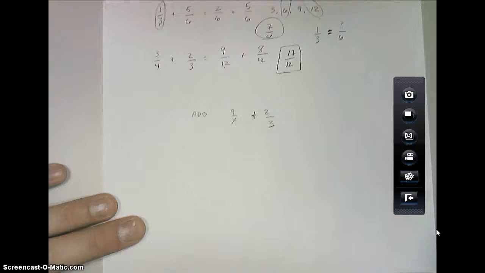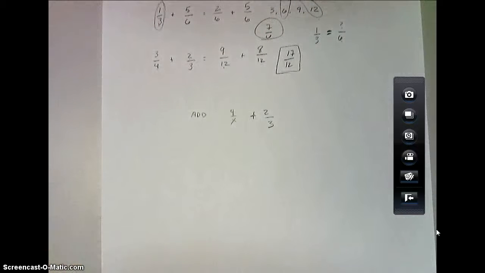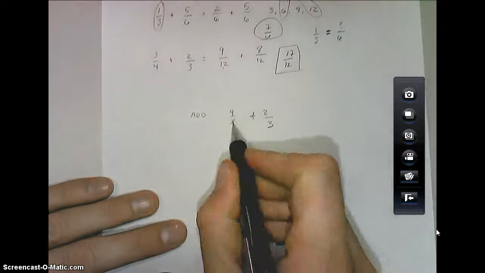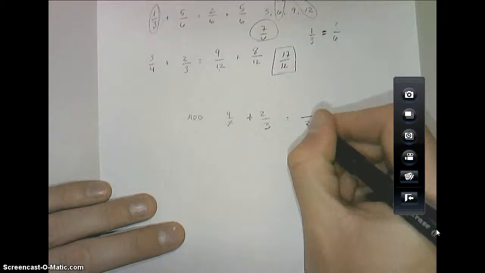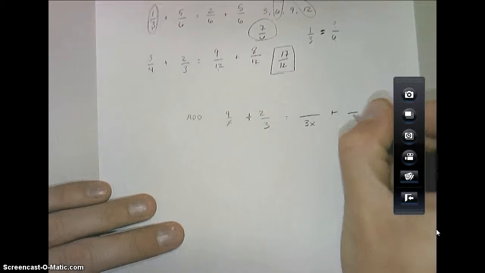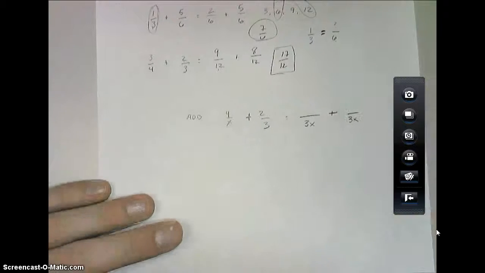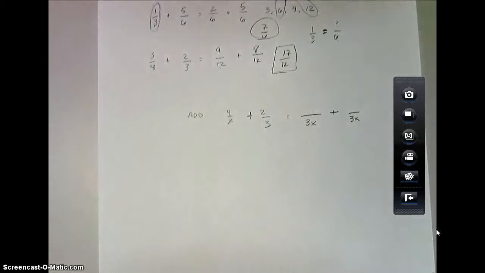Follow the exact same steps, okay? So what did I say was the fail-safe? If you can't figure out what the least common multiple is, what can you always do? You can multiply the two denominators. So we're going to do that. So x times 3 is 3x. So this is going to become something over 3x plus something over 3x. Okay?